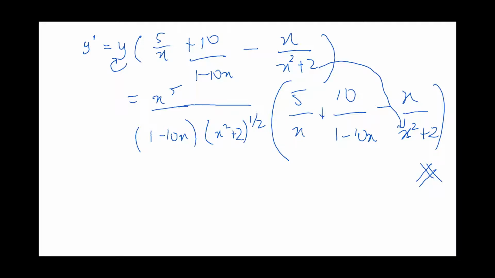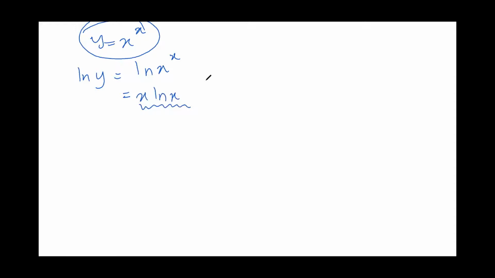Alright, so now we are going to have a look at example 2. Example 2 is y equals x to the power of x. How to answer this type of question? You solve it by adding ln here and also here, and it will be x ln x. So how to solve this is by using the product rule.